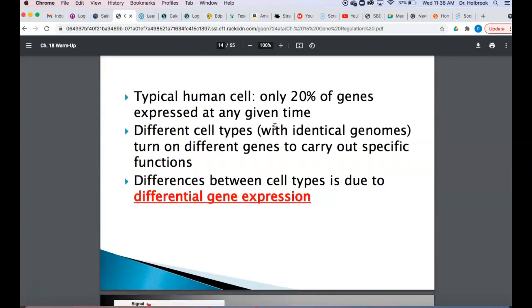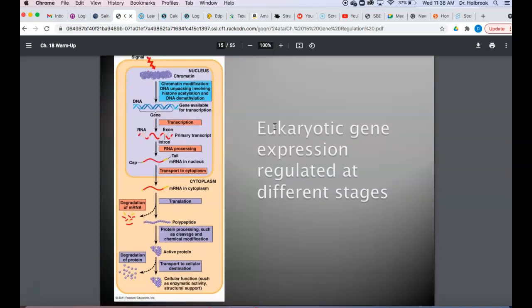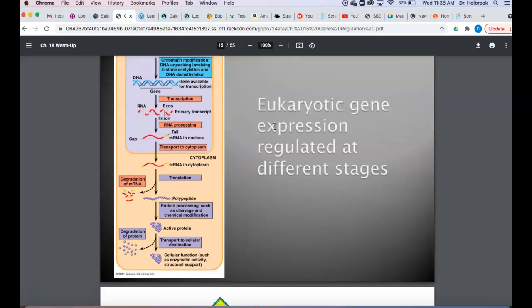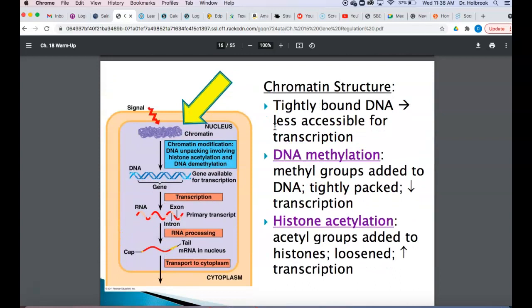Differential gene expression just means depending on what type of cell it is, it's only gonna express certain genes. And the genes it's gonna express are the ones that are gonna help it do its job. Gene expression in eukaryotes is controlled at 4 different stages. The first stage is chromatin structure.